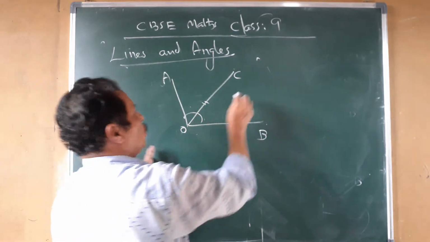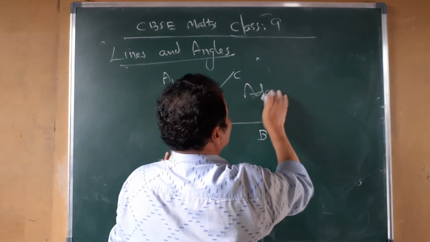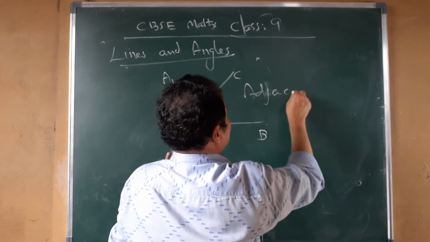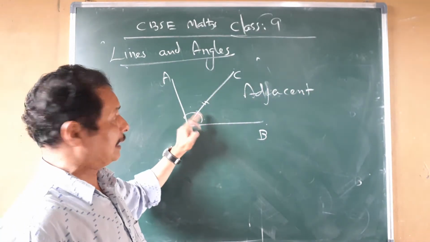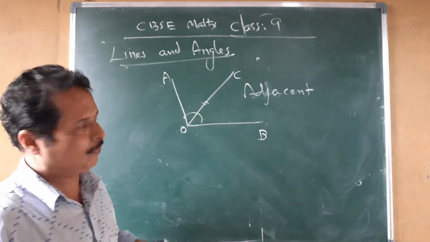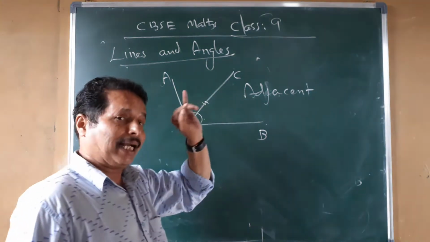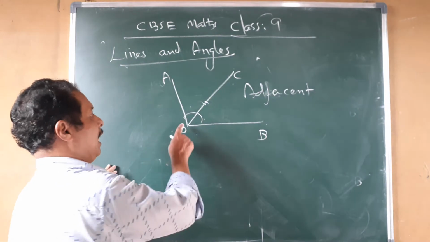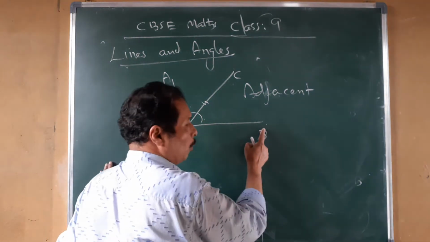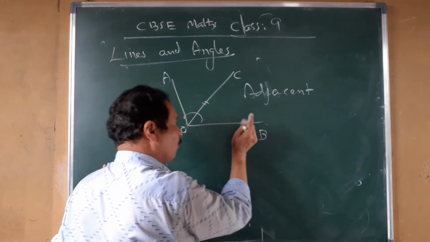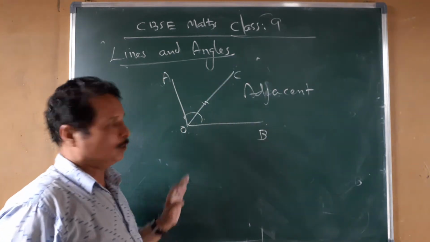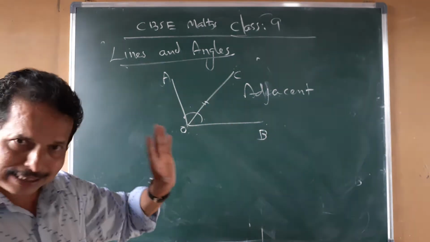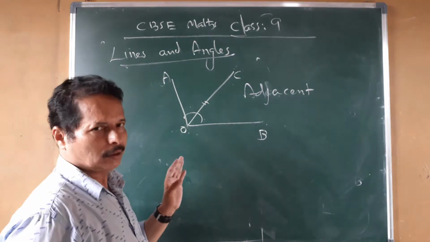That means these two angles are adjacent angles. OC is a common ray, and OA and OB: OB is for one angle, angle BOC, and OA is for AOC. You see the angles? They are adjacent angles.